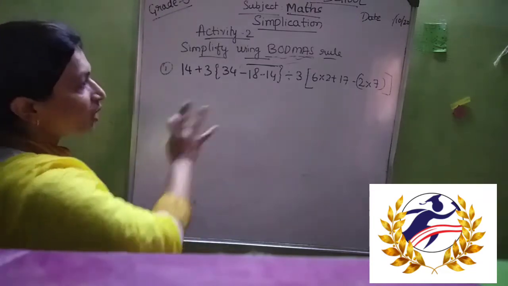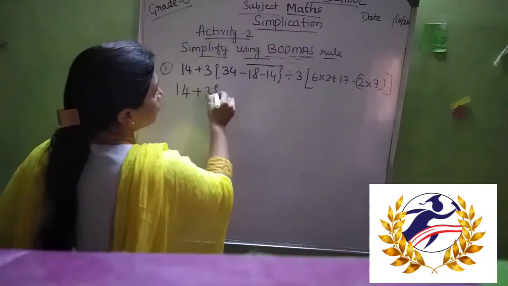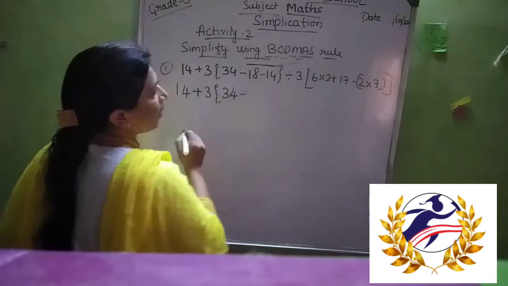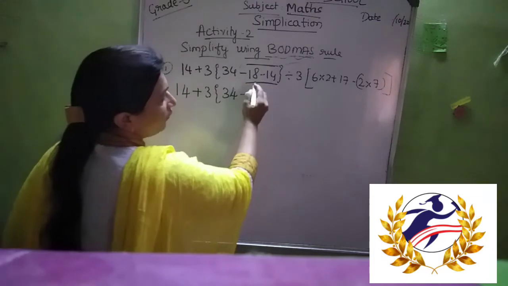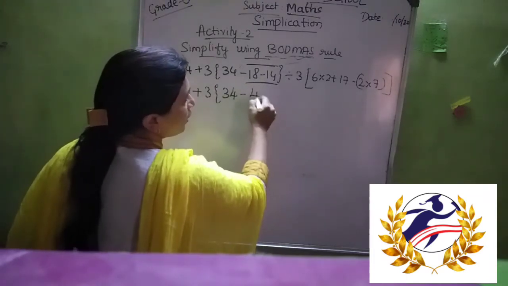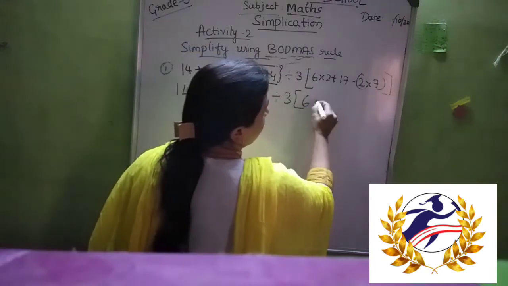First we will solve whatever is inside the bracket. So I will write 14 plus 3, then inside, 34 minus. The numbers under the bar we will solve first: 18 minus 14 is 4. Then again in this we will solve.